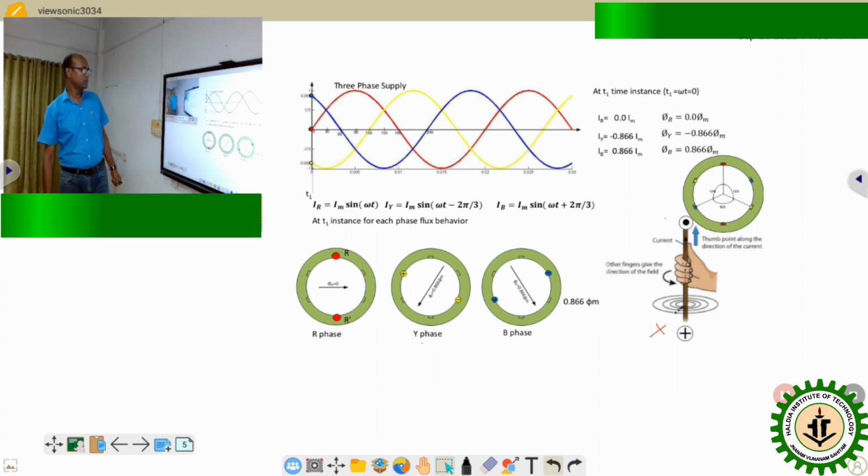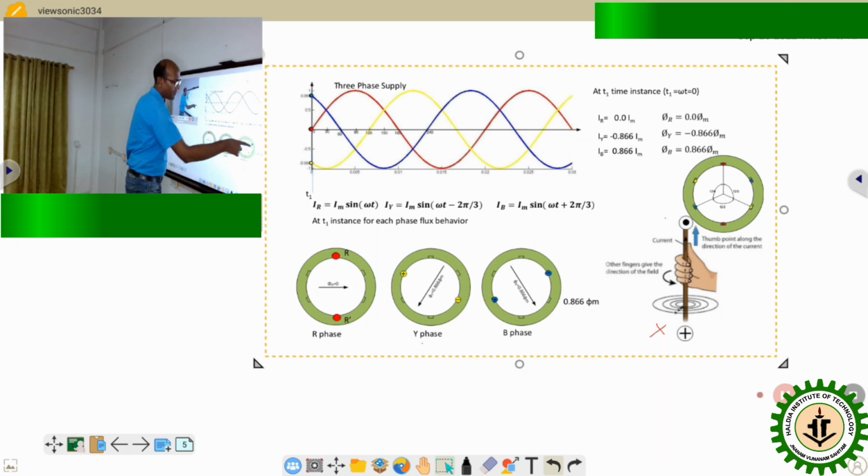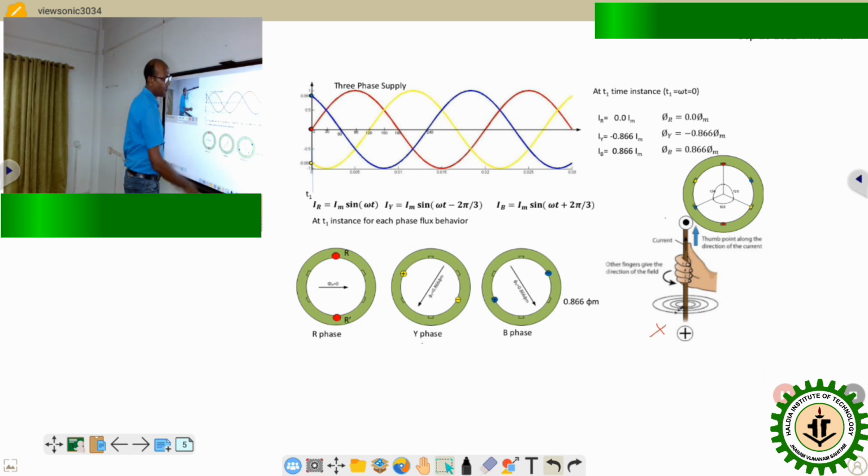Similarly, B phase, because the flux phi m is positive, and IB also positive, taking this side B as plus and B dash as minus, using again right hand thumb rule, I find the direction of flux, that is again downward, perpendicular with respect to that B phase, and that magnitude is again 0.866 phi m.